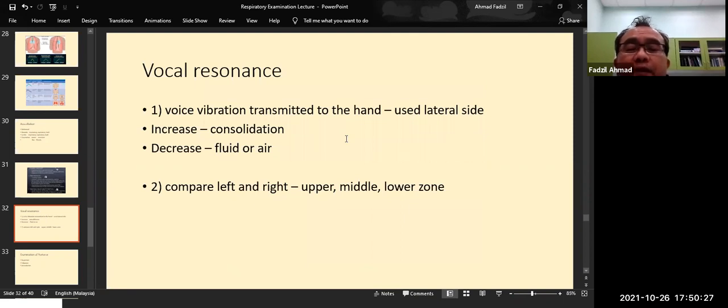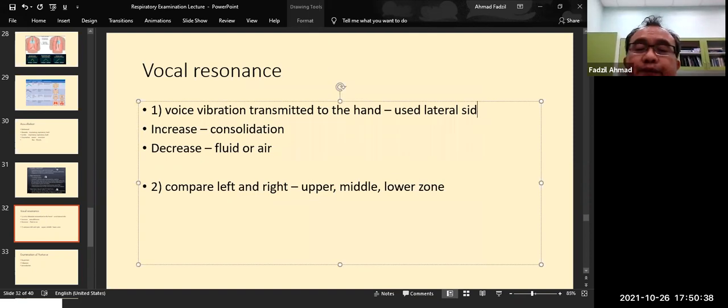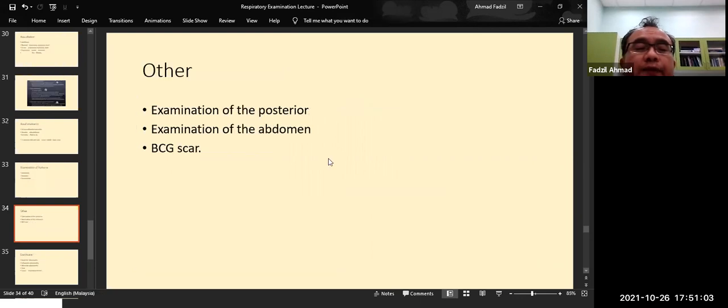Lastly, vocal resonance. Not with the flat of your hand; you use your stethoscope. You ask the patient to say 99. So this is vibration transmitted. You put your stethoscope at the zone. Resonance increases in consolidation, and decreases in fluid or air. Compare left and right, the upper and middle zones.